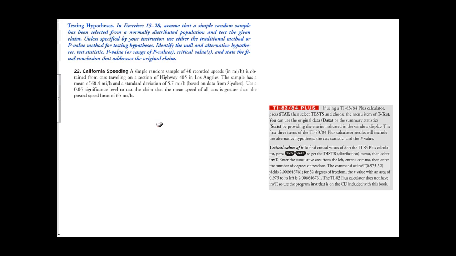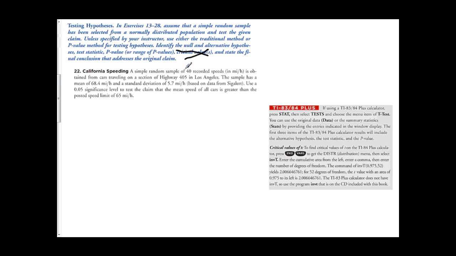Identify the null and alternative hypothesis, the test statistic, the p-value, and critical values, and state the final conclusion that addresses the original claim. All right, now since we're using the p-value method, there's no need for us to find critical values. Critical values are only used when you are doing the traditional method. We're just going to compare our p-value to alpha.